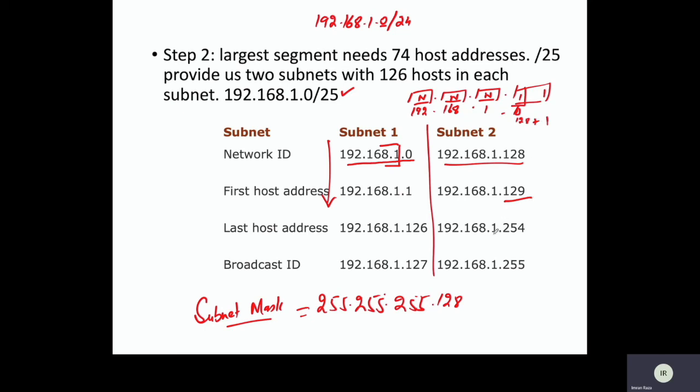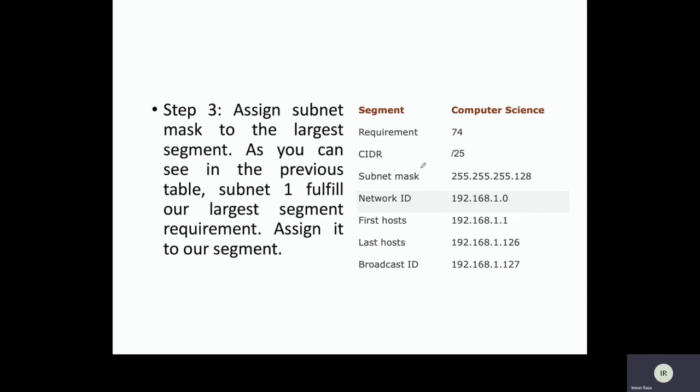1.129, and the last usable address would be 192.168.1.254. And if I turn all the bits on, you know that it would be the broadcast address. Okay, so if I summarize it, the requirement of the first segment, we need 94 node addresses, and the prefix is 25 here.